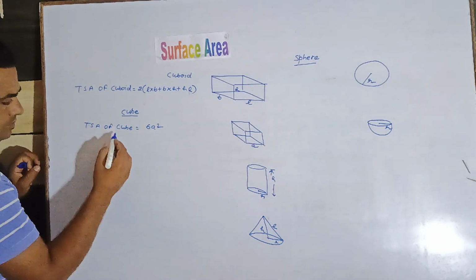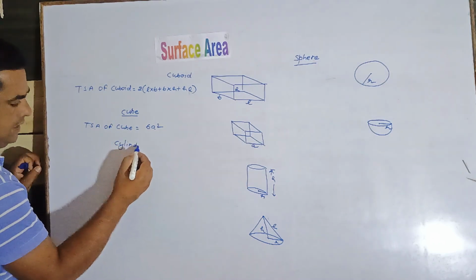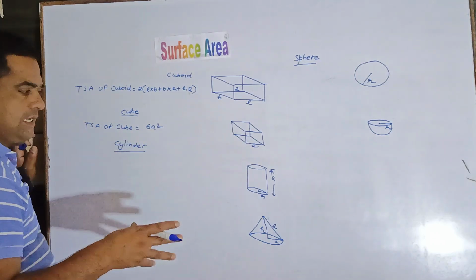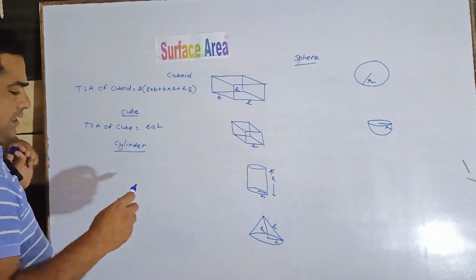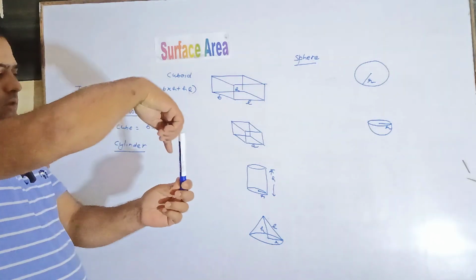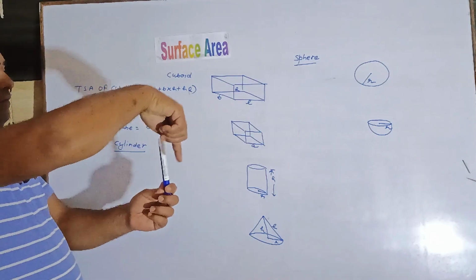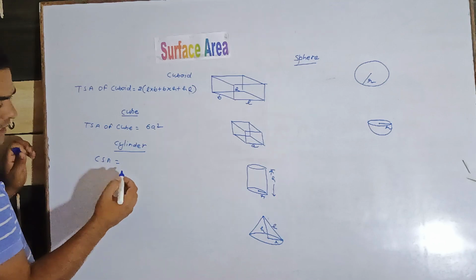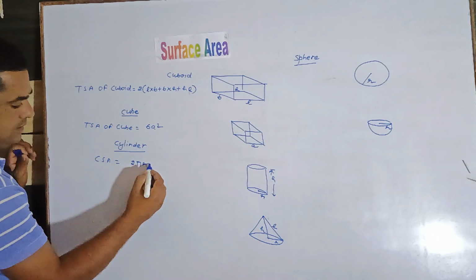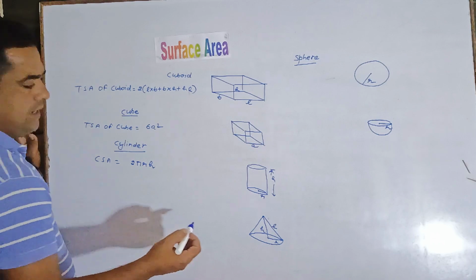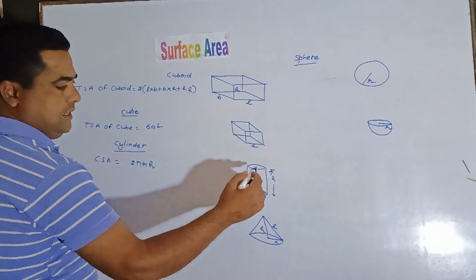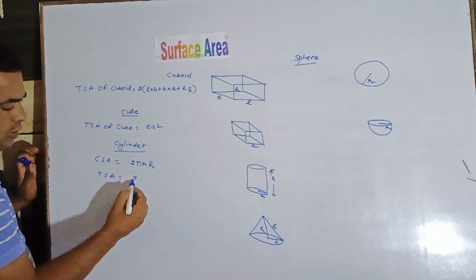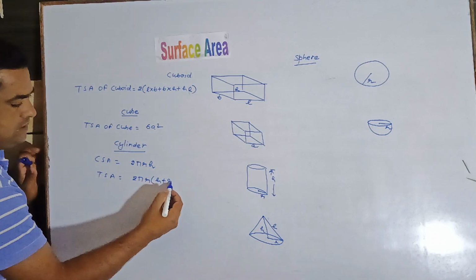Now we have a cylinder, and students, you know very well there are two areas. One is curved surface area and the second is total surface area. If we are finding the area of this curved surface, this will be the curved surface area, 2 pi r h. And if you add the area of two circles to the curved surface area, you will find the total surface area. So total surface area will be 2 pi r in bracket h plus r.